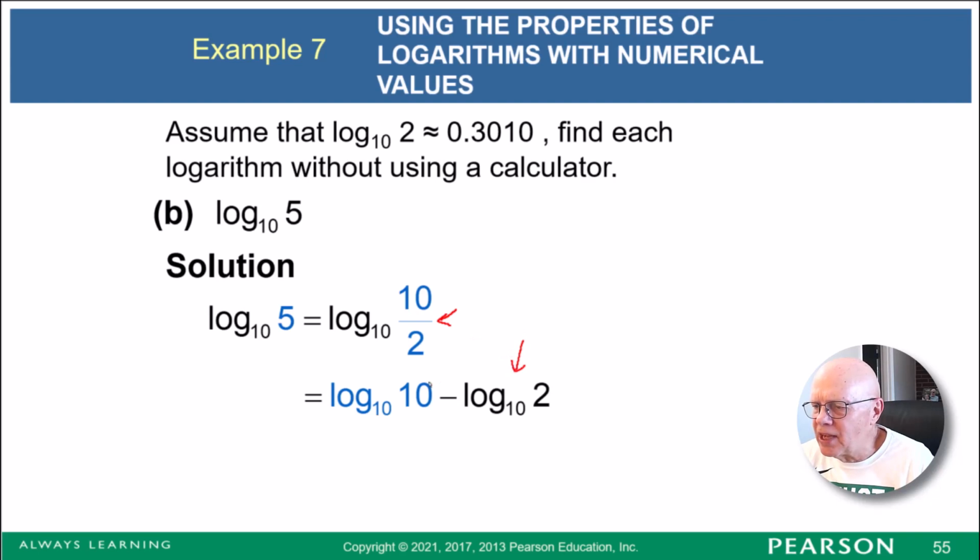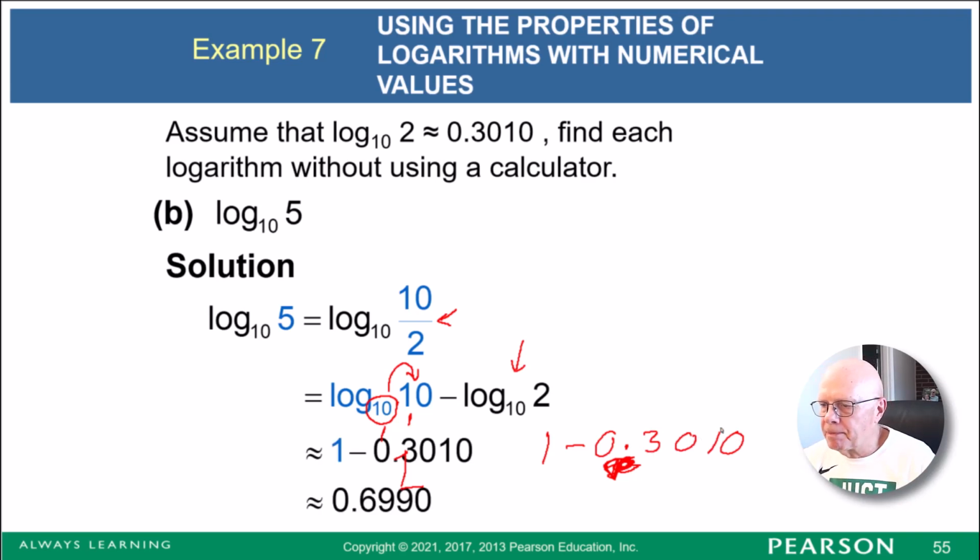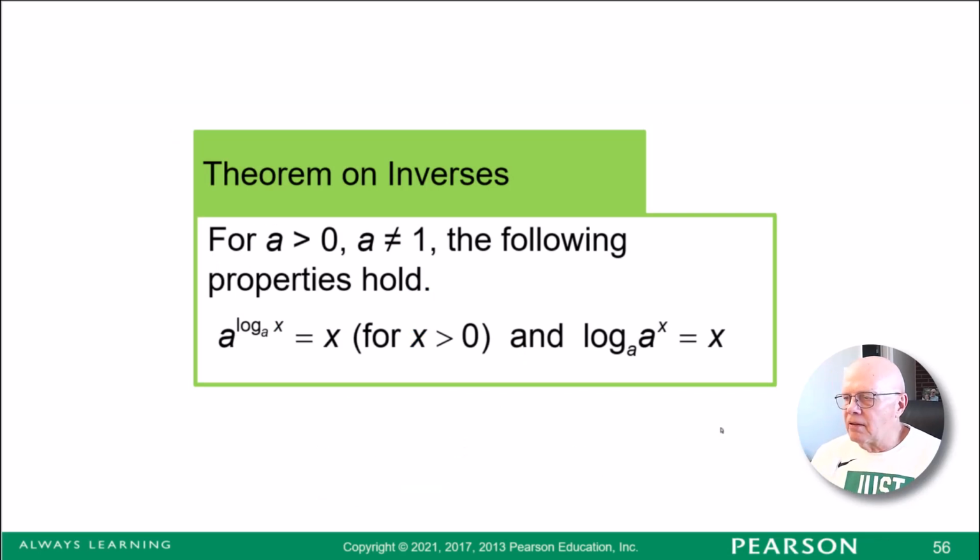What about the logarithm of 10 to the base 10? Well, if these two are the same, it's just 1, because this to what power gives you 10, or 1. So it's 1 minus 0.3010, and there's our answer. Okay. Finishing up.